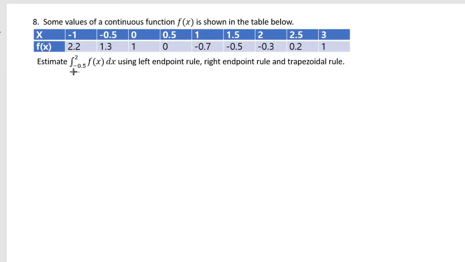Notice that our interval is from negative 0.5 to 2. So you start from here and you end here. That means we don't use what's outside. We only care about what's in here.